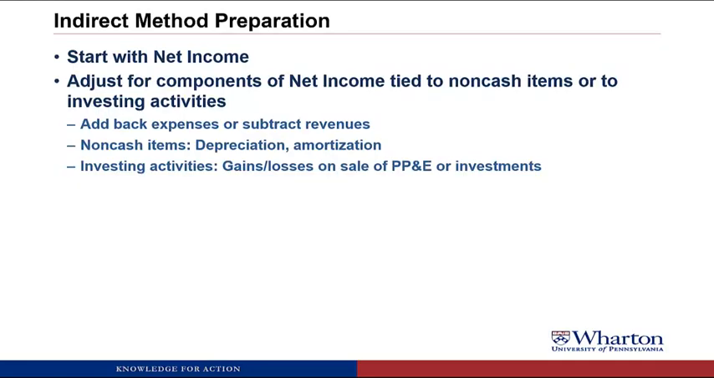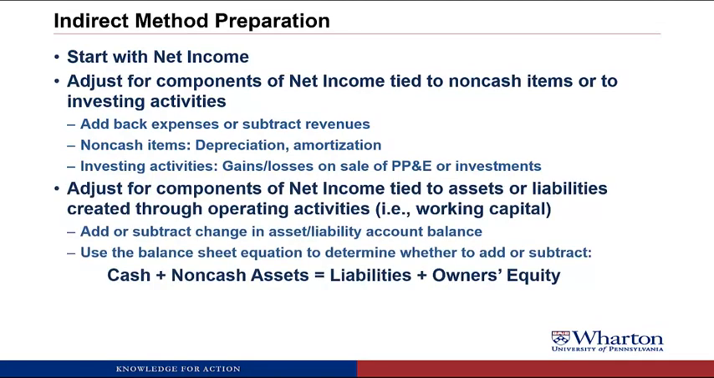We could also have gains or losses on sale of property, plant, and equipment or investments. Now there are cash flows associated with those, but we want to count those cash flows in the investing section. So we need to remove these gains and losses from the income statement. So we're going to add back losses or subtract gains to remove them from net income on our way to cash from operations. Then we need to adjust for components of net income tied to assets or liabilities created through operating activities. These are the working capital accounts, like accounts receivable, inventory, all of the payables.